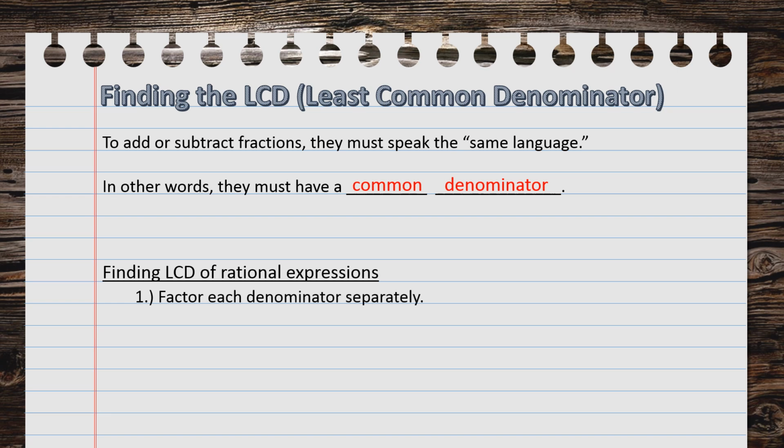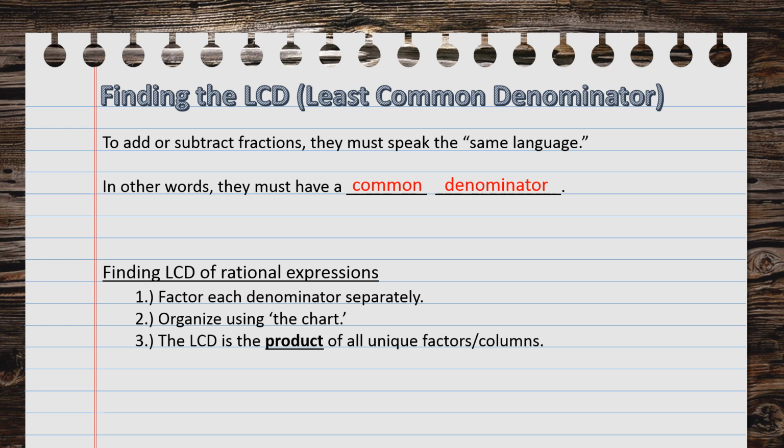The first step is number 1, factor each denominator separately. 2, organize using the chart. 3, the LCD is the product of all unique factors or columns.